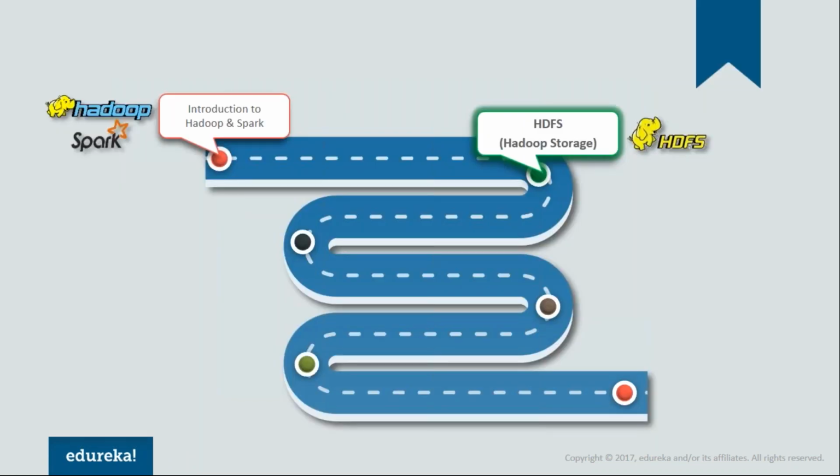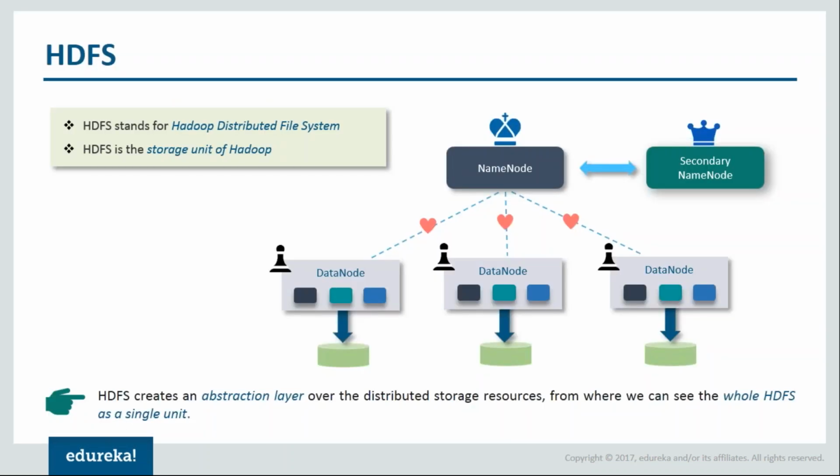So now since we have got introduced to Hadoop and Spark, let us take a deep look at HDFS, which is the storage unit of Hadoop. So HDFS stands for Hadoop Distributed File System, and this is the storage unit for Hadoop. And here is the architecture of HDFS. So in HDFS, since I already told you that it is a master-slave architecture, the master node is known as name node and the slave nodes are known as data nodes. And then we have got another node here which is known as secondary name node. Now don't get confused that secondary name node is just going to be a replacement for name node, because it is not. So I'll tell you what a secondary name node does.